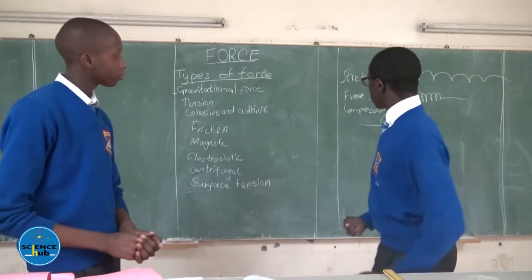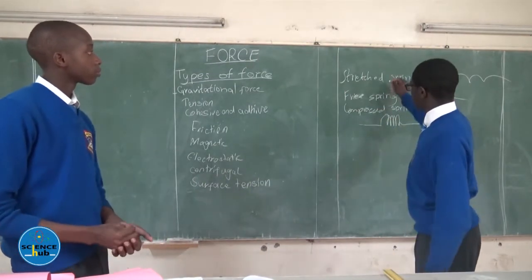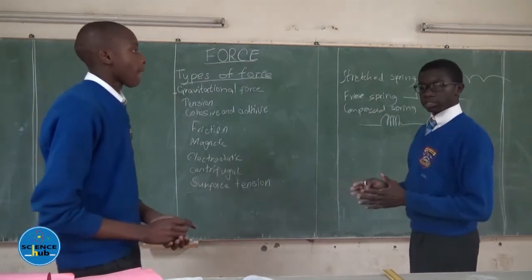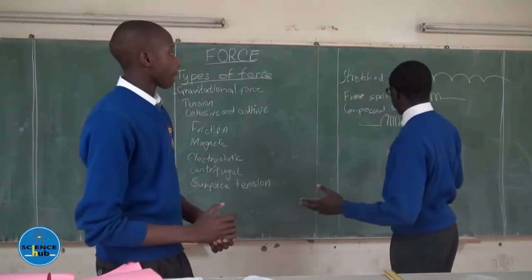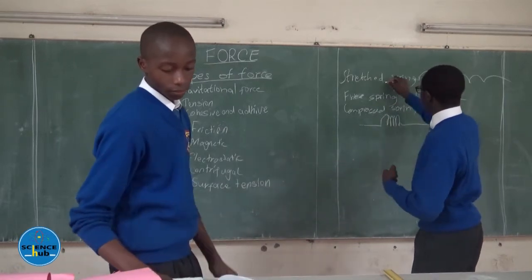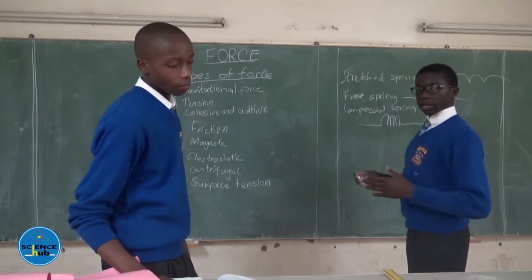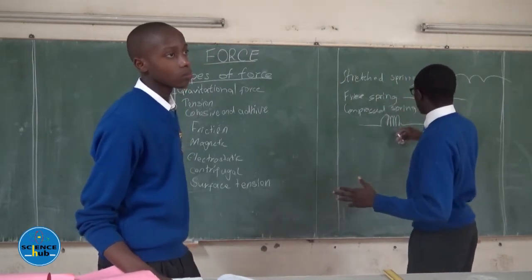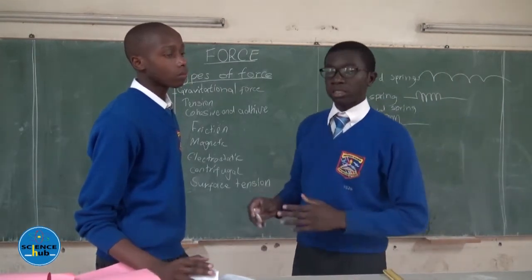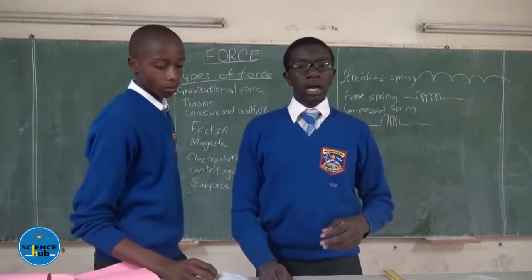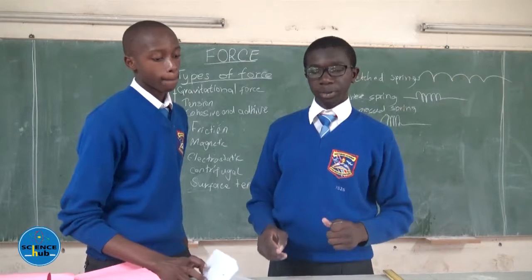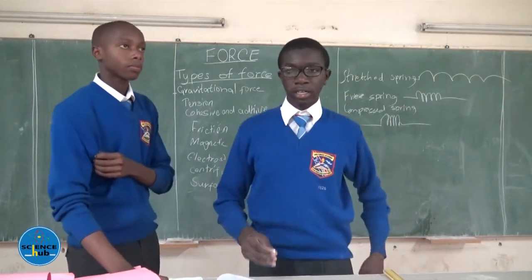Now back here, I said there are types of springs: a stretched spring, a free spring, and a compressed spring. The compressed spring has a very short length, since it is compressed. And the stretched spring is longer than the rest of the springs. And the free spring has a moderate length. Now, a spring or a substance that can be stretched or compressed without breaking is known as an elastic material.